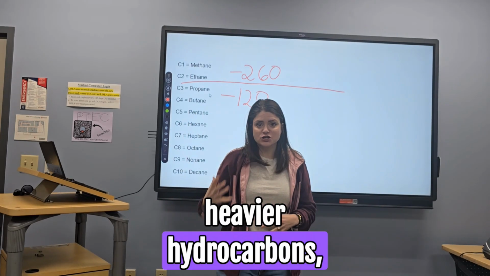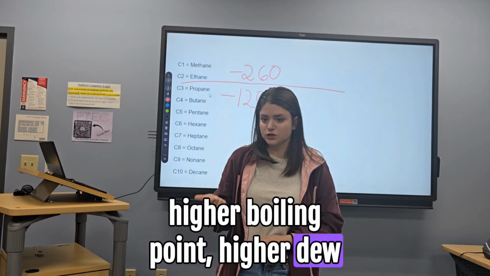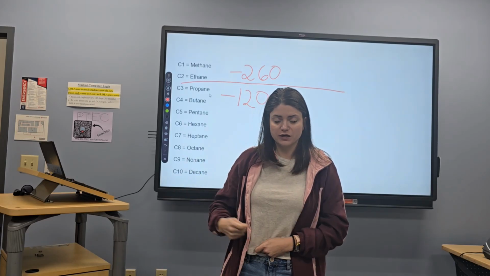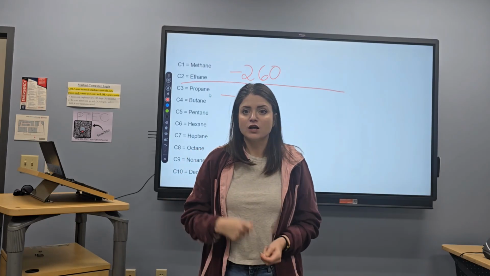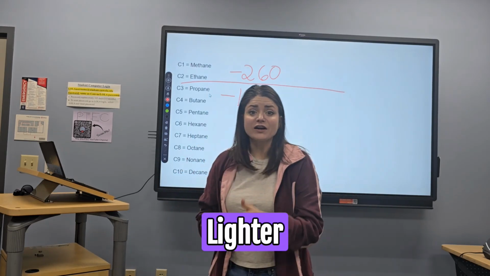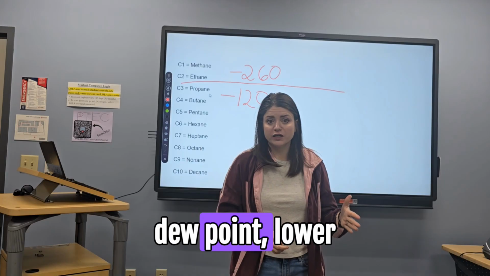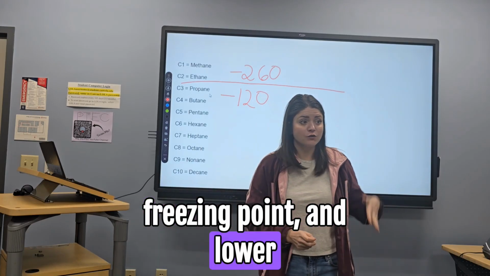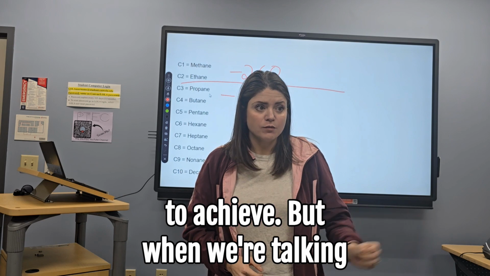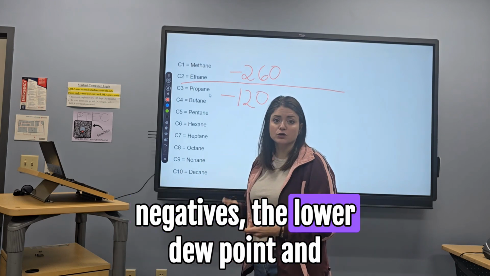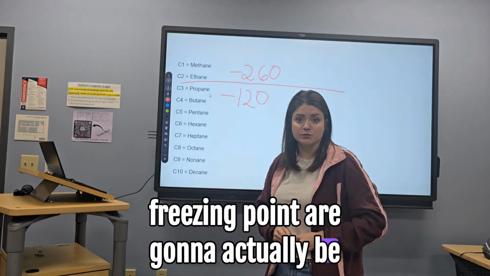So heavier hydrocarbons, higher boiling point, higher dew point, and higher freezing point. The dew point and the freezing point are easier to achieve. We're talking negatives. Lighter hydrocarbon, lower dew point, lower freezing point, and lower boiling point. So the lower boiling point will be easier to achieve, but when we're talking negatives, the lower dew point and freezing point are going to actually be harder to achieve.